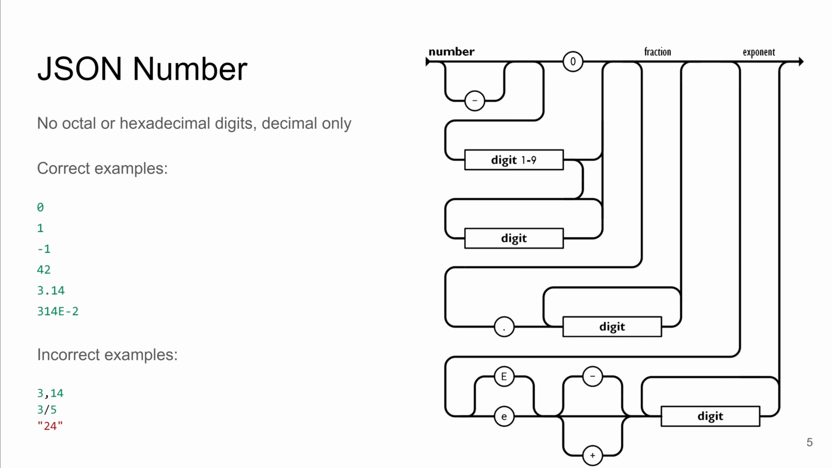There are some incorrect examples of numbers. For instance, a decimal number which instead of the decimal point has a comma, that's incorrect, or a fraction, also incorrect, or a number that is written as a string is a string and not a number.